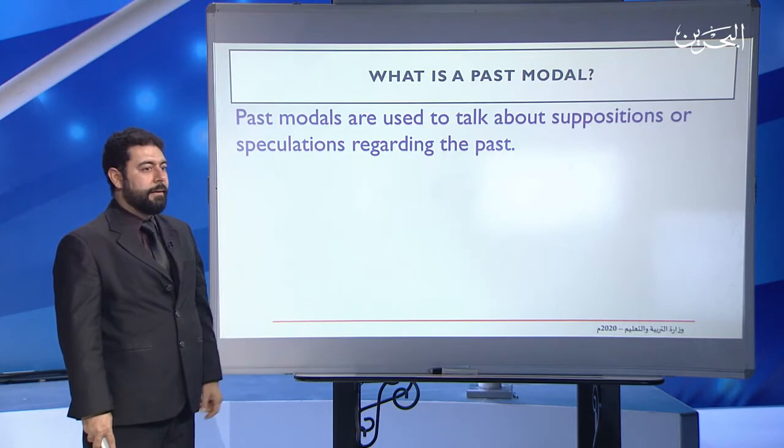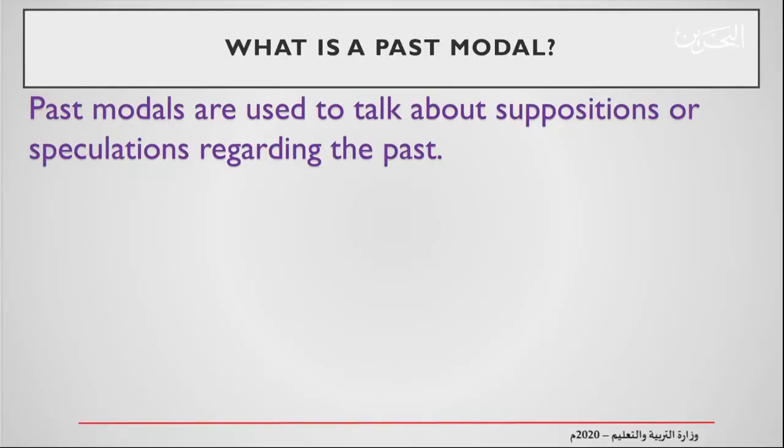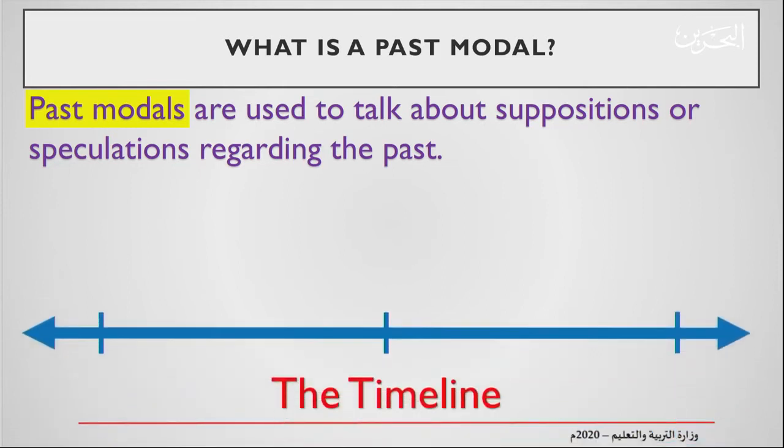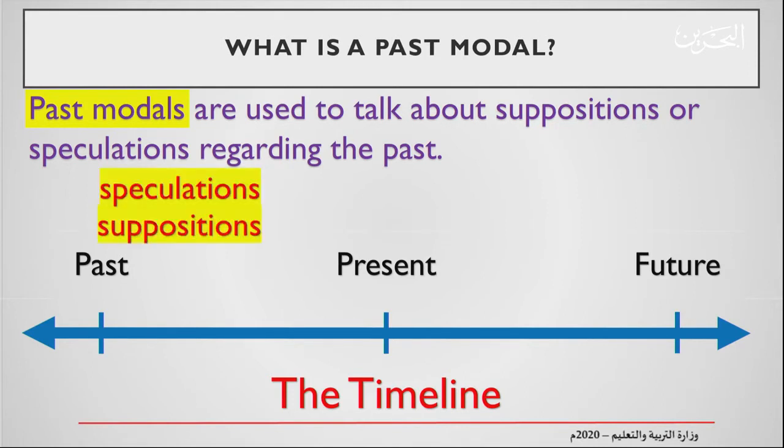So, let me explain past modal even further. Past modals are used to talk about suppositions or speculations. So, I will pull up the timeline, okay, where the present is in the middle, the past and the future. We use past modals to talk about suppositions or speculations regarding the past, which is at an unknown or unspecific point in time in the past.